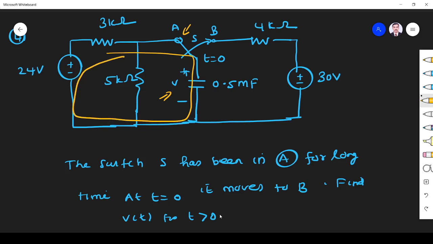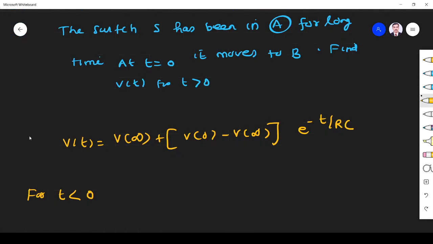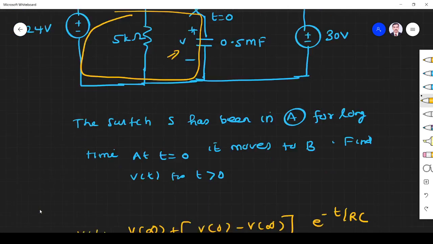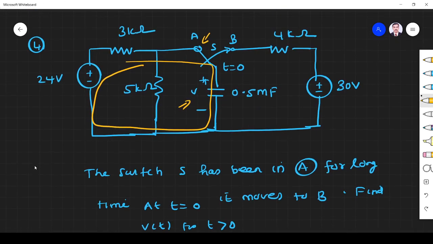Fine. So when t is less than 0, what is the voltage across the capacitor? We have to find that, and that is V0 minus. For t less than 0, I apply the voltage divider rule. This is 24 volt, right? So at t less than 0, the capacitor is an open circuit because you see it is DC. For DC, the capacitor is open.